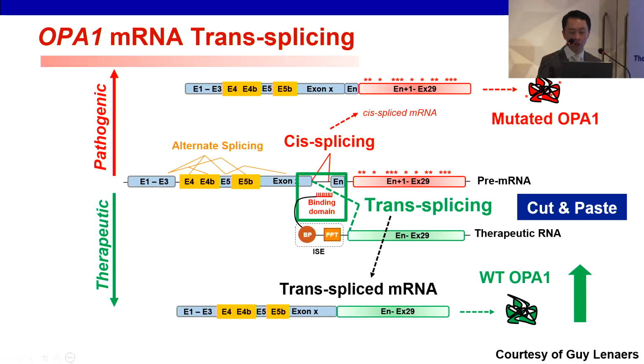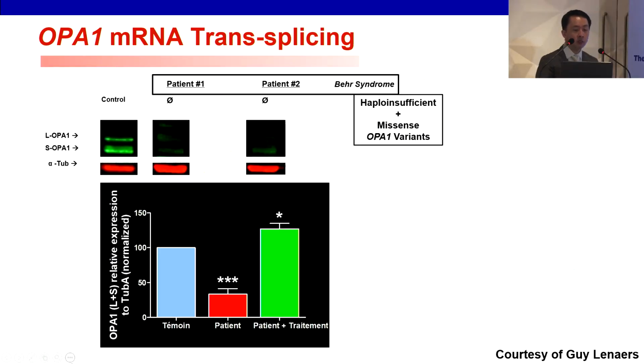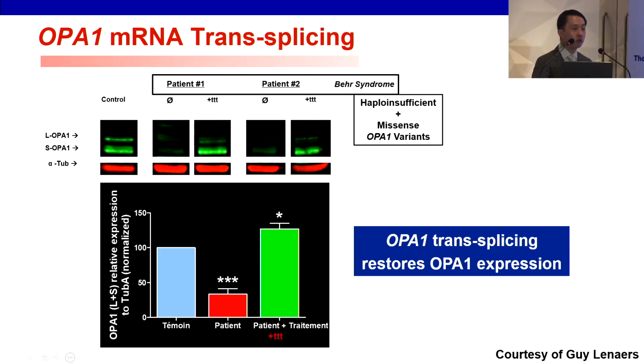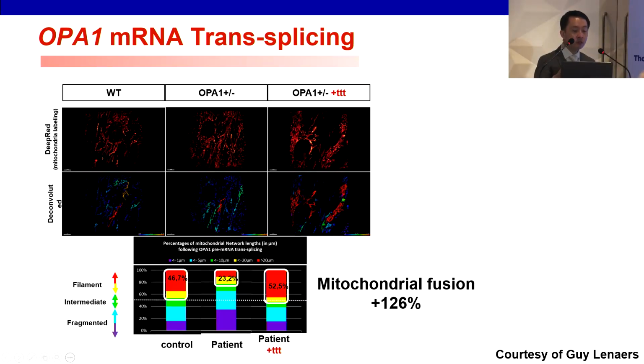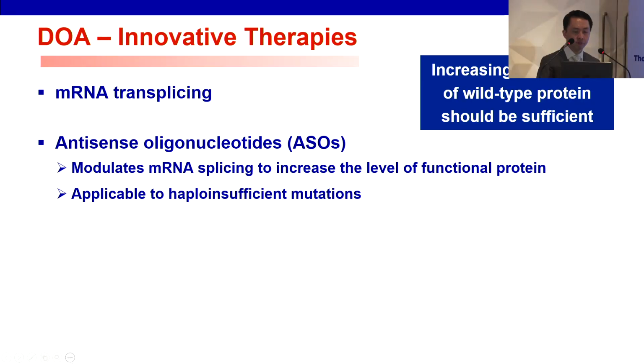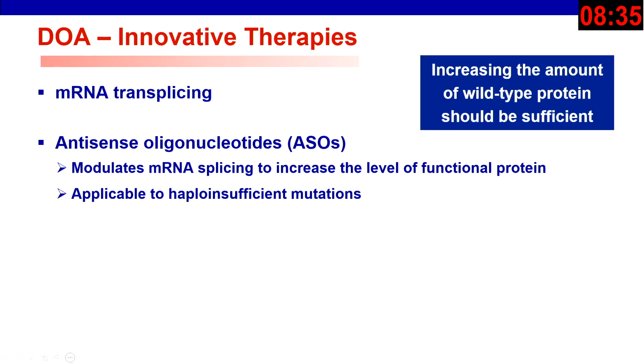Does it work? These are studies which have been done in human fibroblasts, and essentially when you do the trans-splicing, you get a very nice increased level of the OPA1 protein. And when you increase the level of the OPA1 protein, you're able to rescue mitochondrial fragmentation. So you can see here that when you introduce the therapeutic trans-splicing strategy, rather than having fragmented mitochondria, you have mitochondria which are of the right length. So we're now testing this in human iPSC models, and perhaps with some luck we can move on to early phase clinical trials.